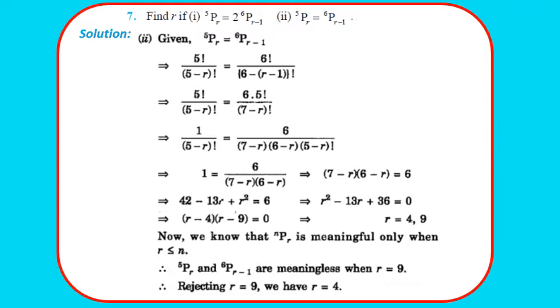So cross multiplying, we get 42 minus 13r plus r square equals 6, which will be equal to r square minus 13r plus 36. So by middle term split, we get (r−4)(r−9) equals 0, or we are left with r equals 9 or r equals 4. Now we know that r cannot be greater than n, and here in place of n we have 5 or 6. So r equals 9 is not applicable, so we are left with only one solution, that is r equals 4. Clear? So pause and note down the solution.